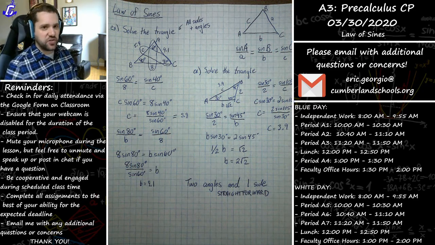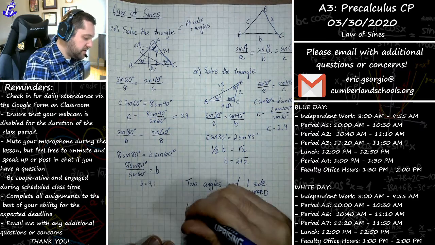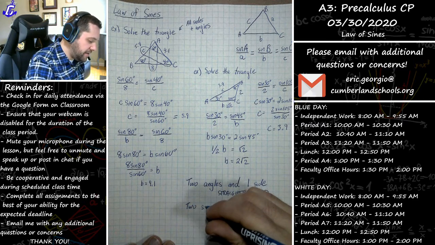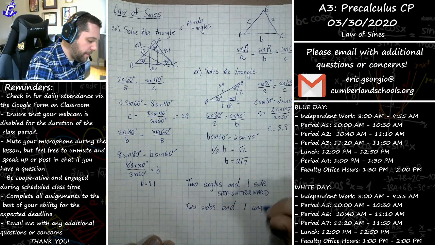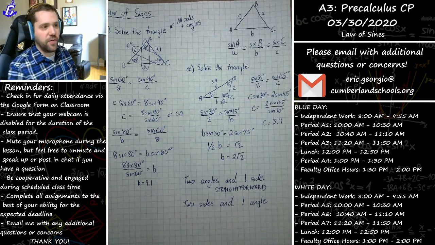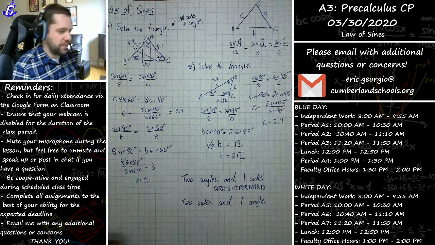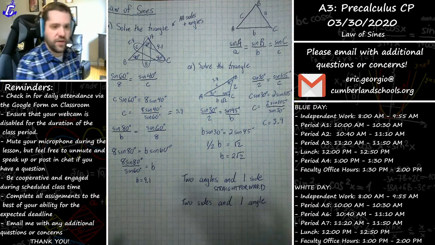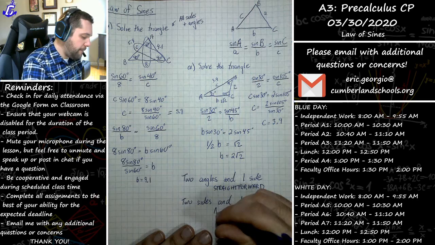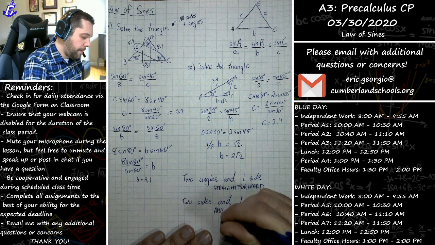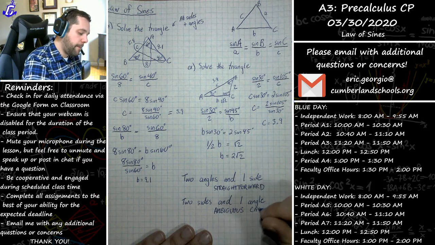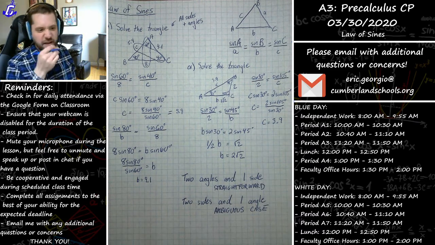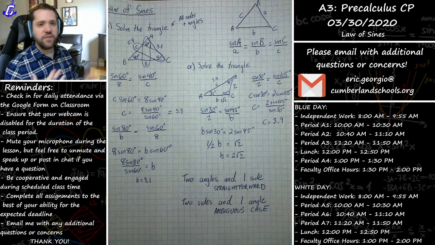What's not as straightforward is if we're given 2 sides and 1 angle. That's what's not as straightforward. If we're given 2 sides and 1 angle, this is what's called, in the world of math, the ambiguous case of the law of sines. Ambiguous meaning that sometimes you don't know whether it's one thing or another.